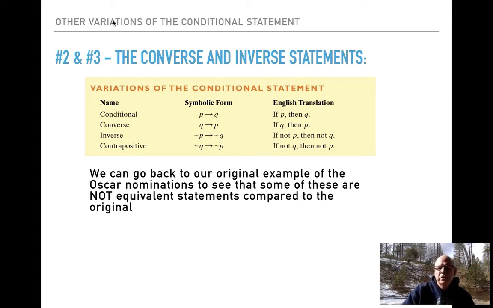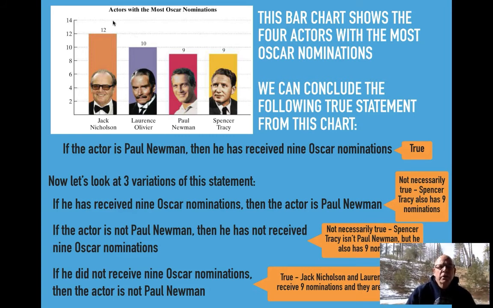Let's go back to our original slide and take a look at that. So here's our original slide from the beginning. Okay, and there's our first P implies Q. If the actor is Paul Newman, then he's received 9 Oscar nominations. Okay, if we look at the first variation right there, if he has received 9 Oscar nominations, well, that's the last part of the original, right? And so if we put that first and then put the first part last, we've just switched the order. And so that would be the converse.